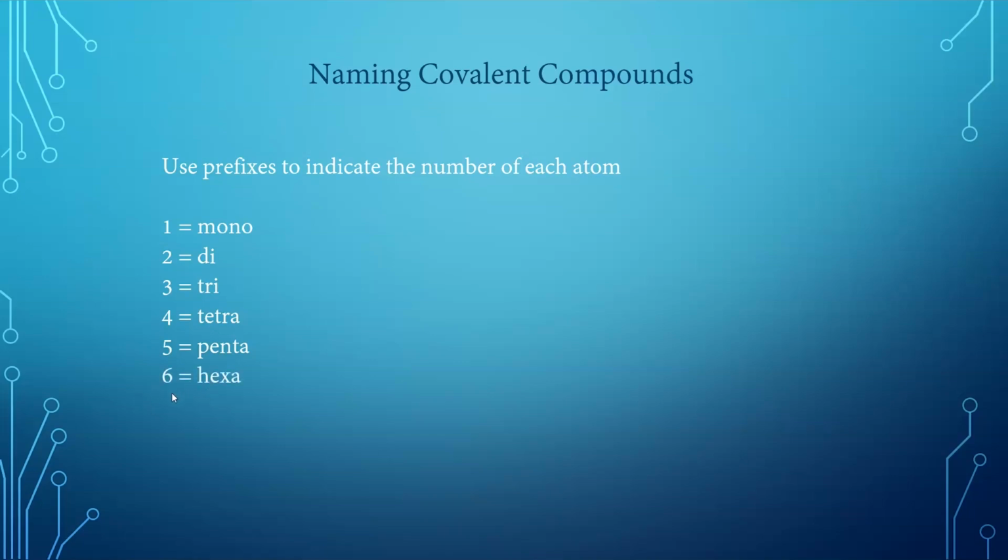Hex or hexa for 6. Hepta for 7. And octa for 8. You've heard of an octopus before. They have 8 legs. That's where we use that prefix. When you're naming a covalent compound, it's pretty simple. However many atoms of a particular element are present in the compound, you just insert the appropriate prefix in the front of it. For example, CO is commonly known as carbon monoxide.